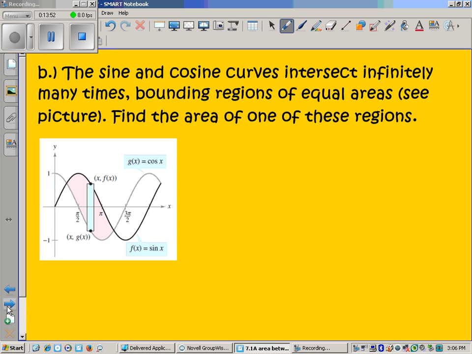Okay, so I want to find the area in between the two curves. So I need limits of integration. So I need to figure out first where my sine and my cosine graphs intersect. So how am I going to figure out where sine and cosine intersect? Well, like on the last example, we're going to take our sine and our cosine and we're going to set them equal to each other. So can I do that? Sine of x equals cosine of x. And now I need to solve.